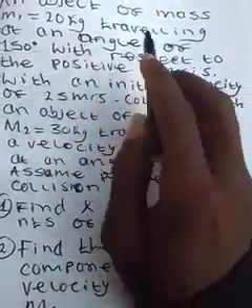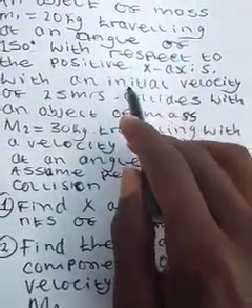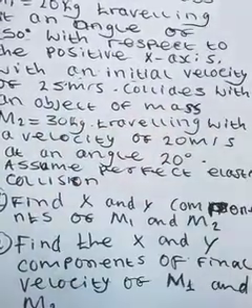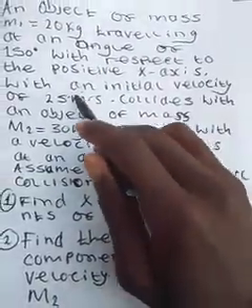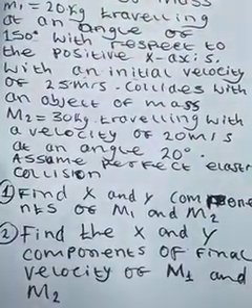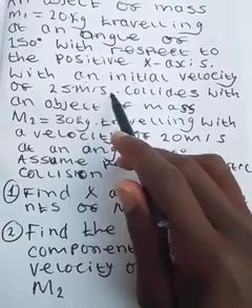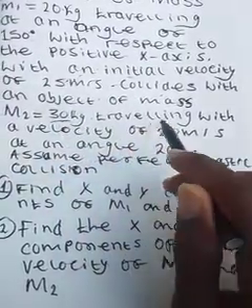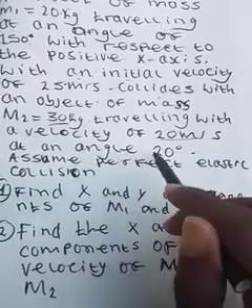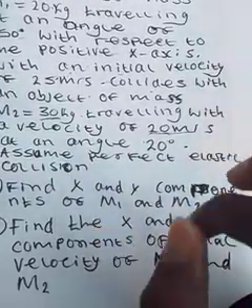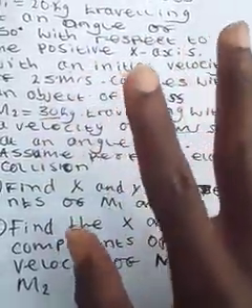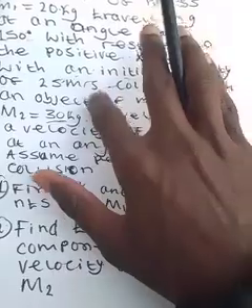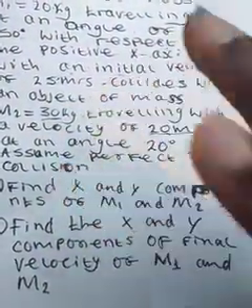And then they're saying that this object has an initial velocity of 25 meters per second. So the velocity is this one, the mass is this one, the angle is this one. Now they're saying that it collides with an object of mass 30 kg traveling at this velocity, and the angle is this one. So they've given you three quantities for each object: mass, angle, and velocity. These velocities are the initial velocities, not the final velocities.